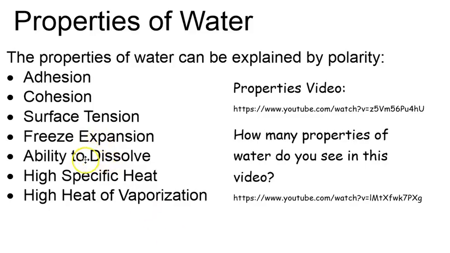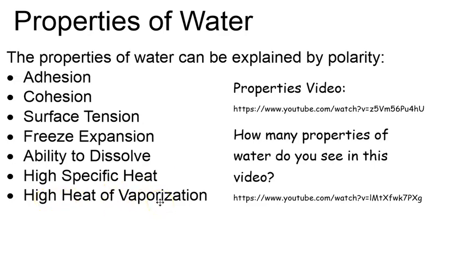Okay, we've already talked in great detail about water's ability to dissolve things. Water has a high specific heat because of its polarity, because the water molecules, since they're strongly attracted to each other, can absorb more energy before they speed up. And then also the high heat of vaporization.